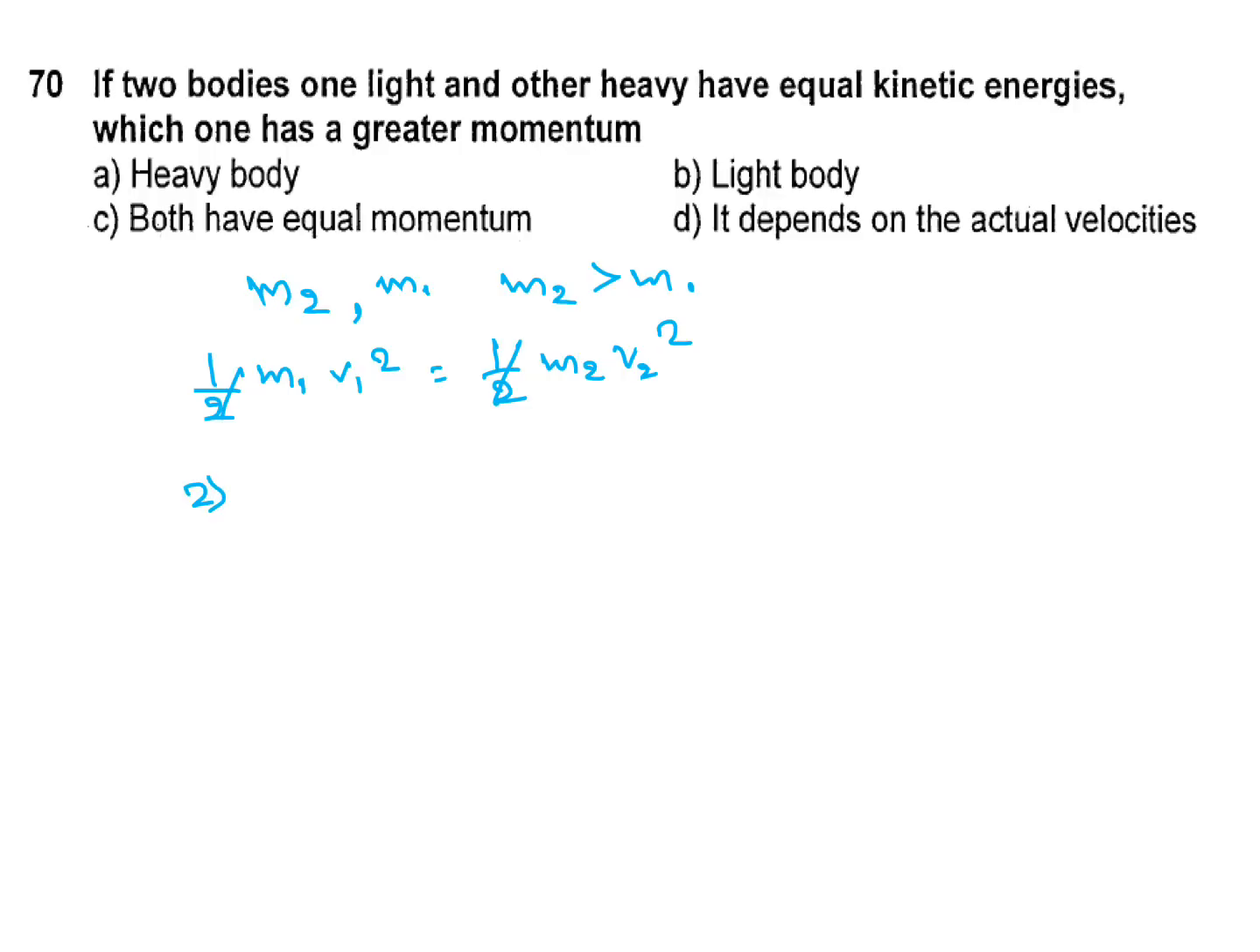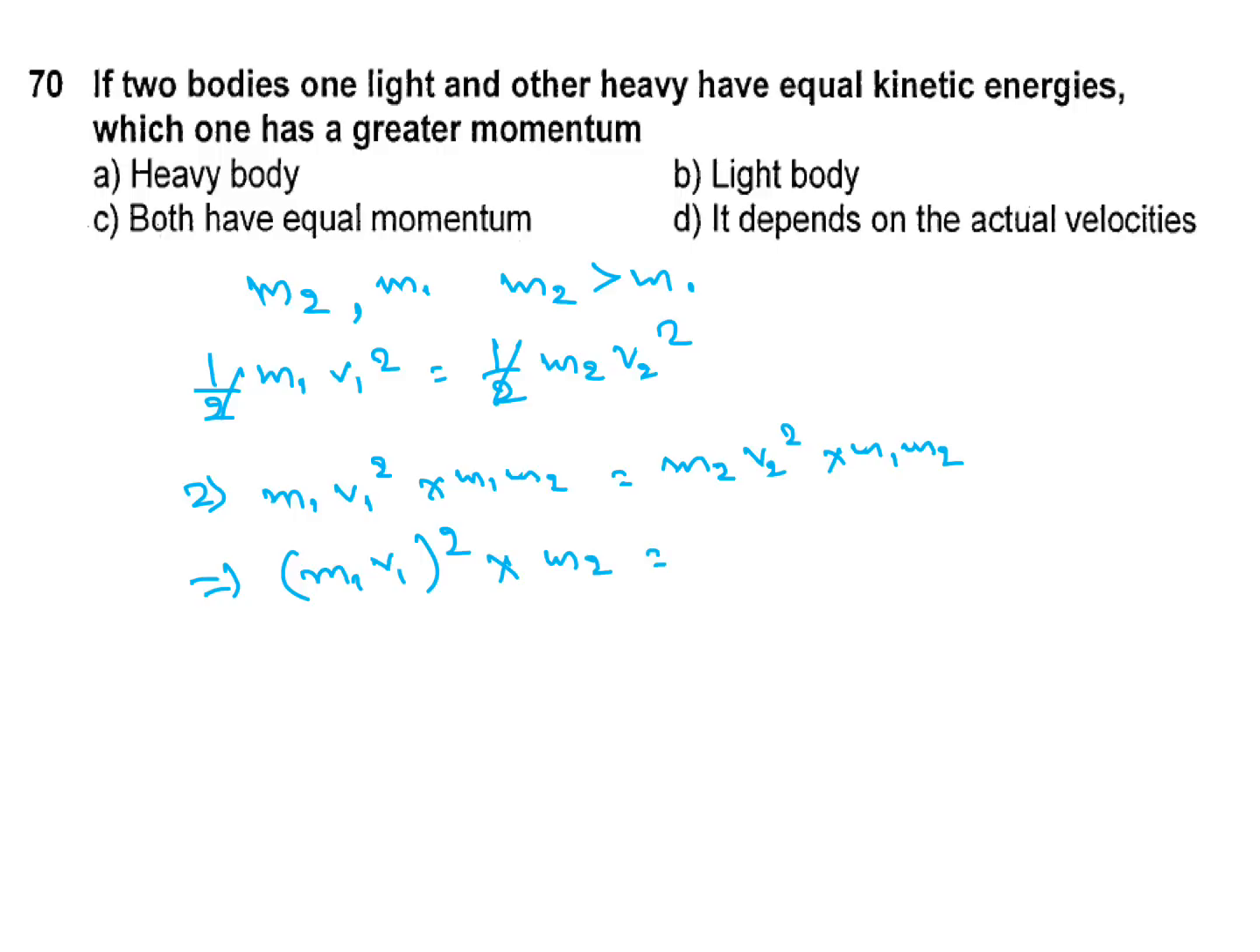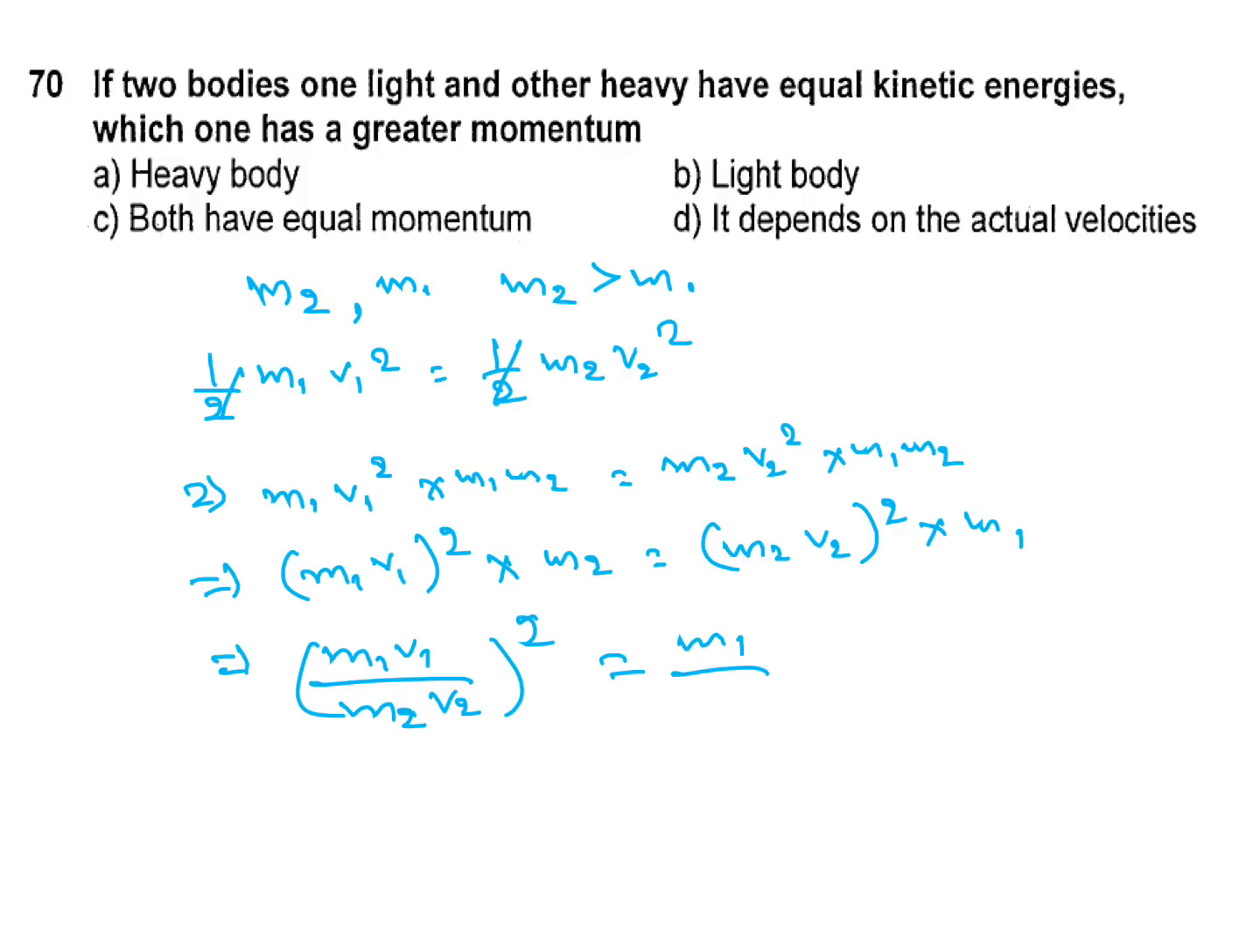Cancel the halves. Then multiply m1 m2 on both sides, so you will get m1 square into v1 square equal to m2 square into v2 square, dividing by m1 square... so m1 v1 by m2 v2 whole square is m1 by m2, that is m1 v1 by m2 v2 is root over of m1 by m2.